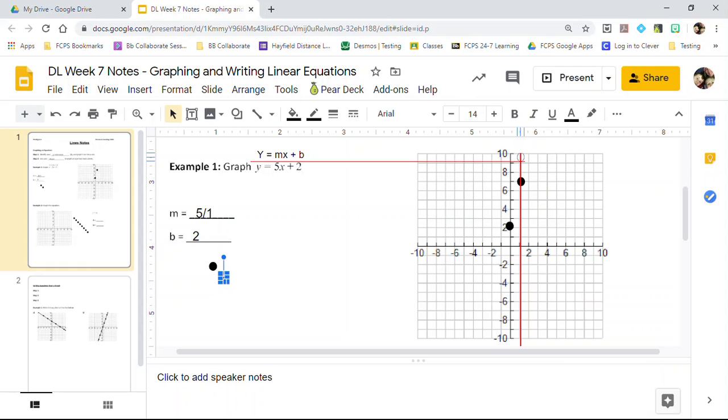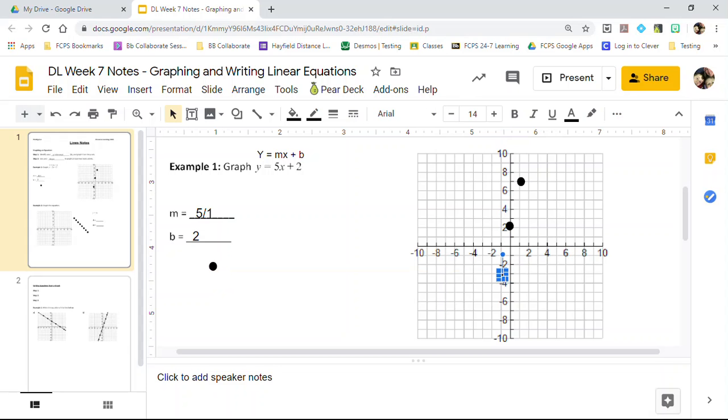The problem is I don't have enough room to go up 5. I only have enough room to go up 3. So I have to do the opposite. Instead of going up and right, I have to go down and left. So 1, 2, 3, 4, 5, and left 1. This one might be a little trickier to get right where we want it. It's not playing nicely, but it's close enough.